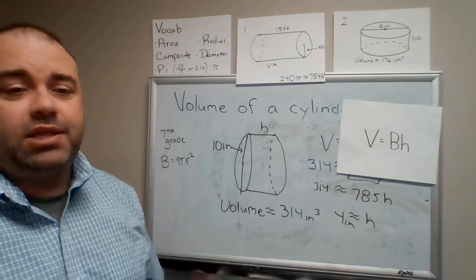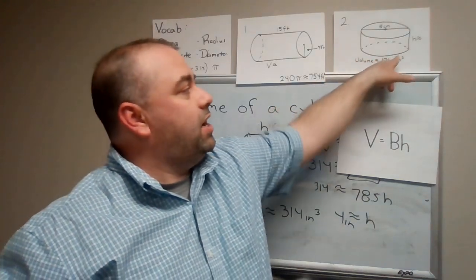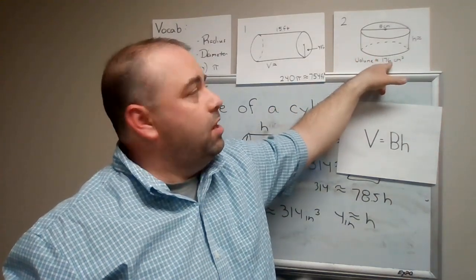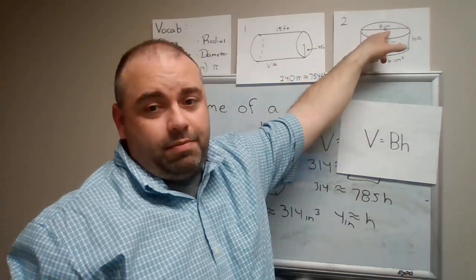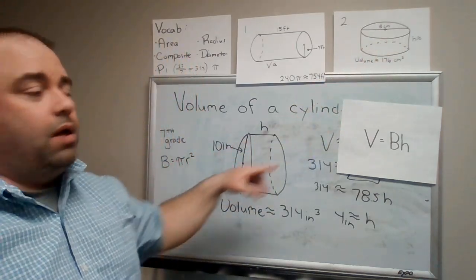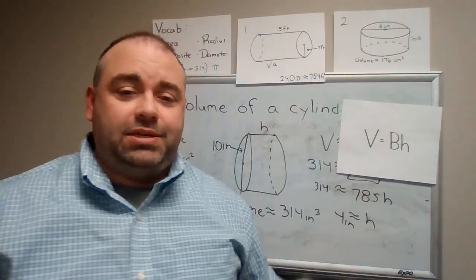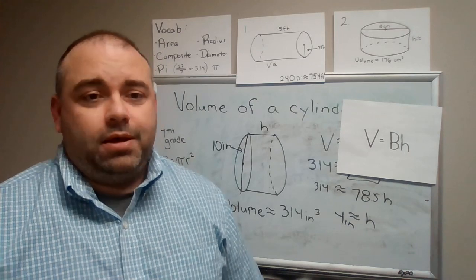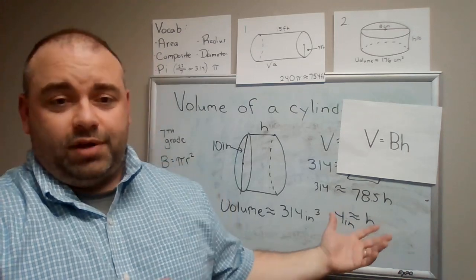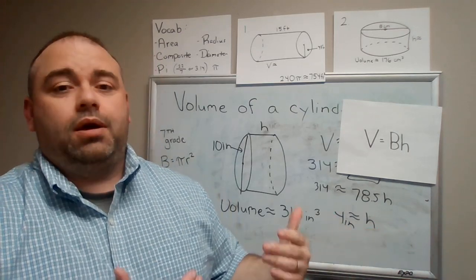Second example, let's try this one out. Now they're giving us the can here. They tell us the volume. They give us the diameter. Remember, that's diameter, not radius. And they want to figure out what the height is. It's just like the second example we did. So pause it now, solve it, write it down, figure it out, and come back.